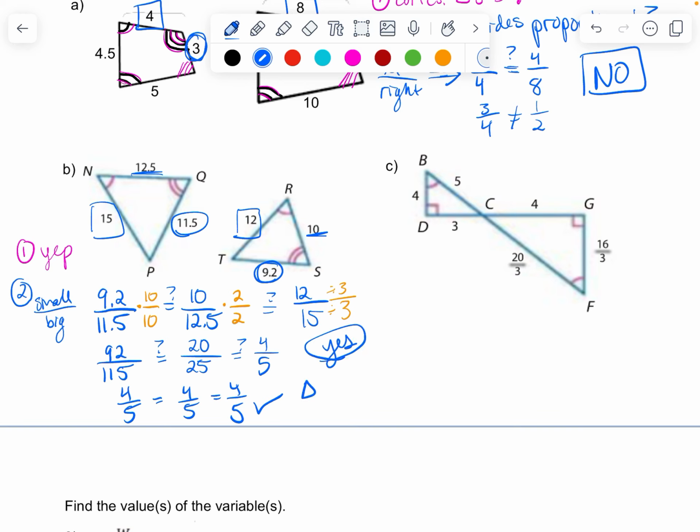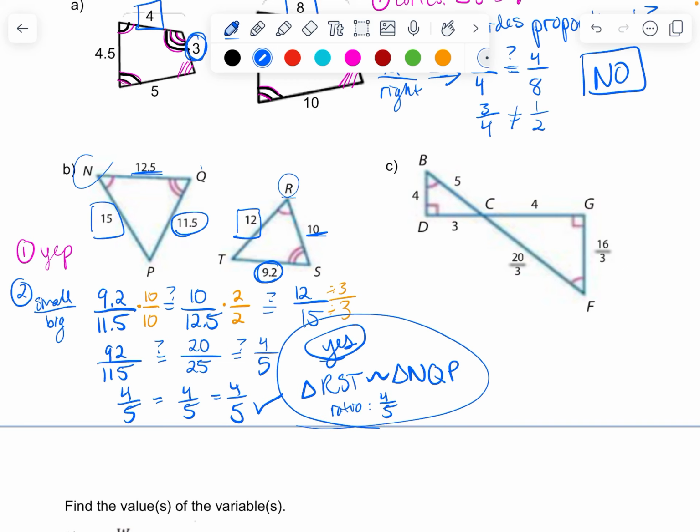And then the similarity statement, you write triangle. And I usually look at the letters. I started with the small one, so I'm going to go RST, and then you do a squiggle. Is similar to triangle NQP. And then my ratio is 4/5 or scale factor.